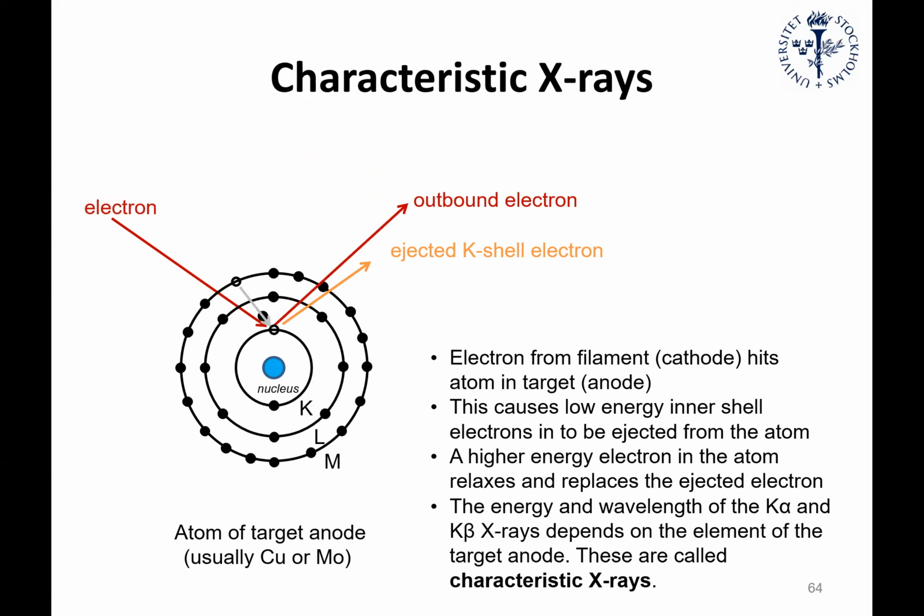K beta radiation will come from even higher energy orbitals. So if an electron comes from an M orbital and relaxes to fill that missing K electron, we call this K beta radiation. With K beta radiation, the energy difference is larger compared to the K alpha radiation.